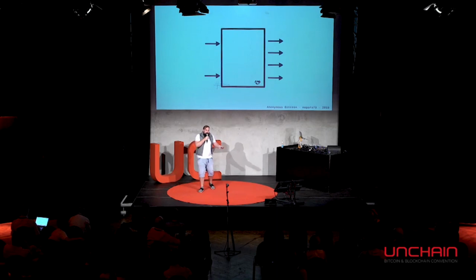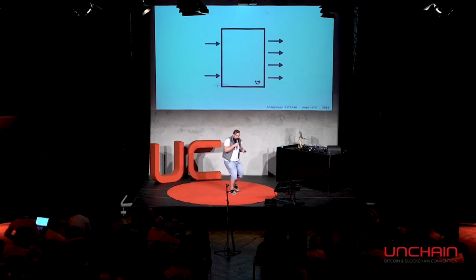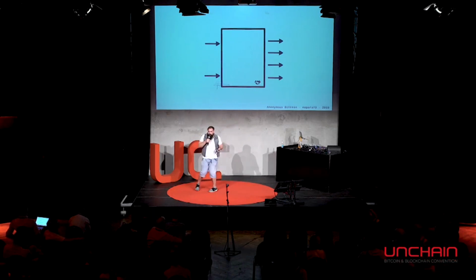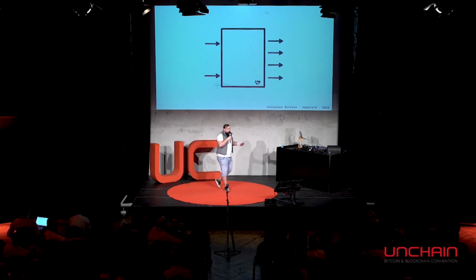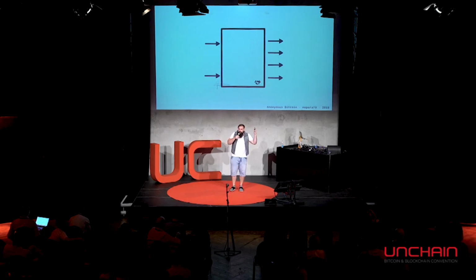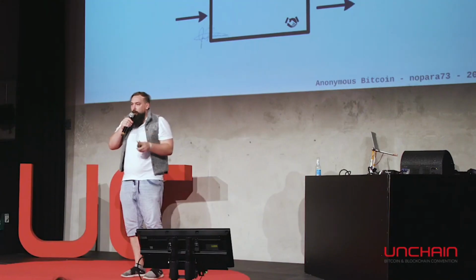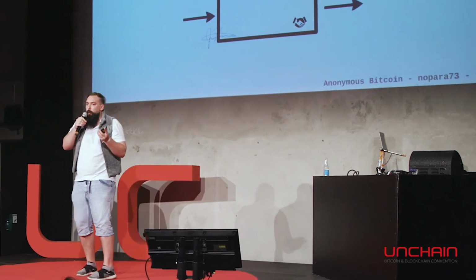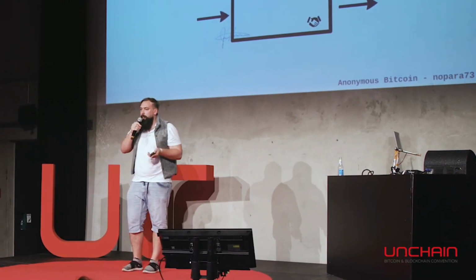So now, if you have 100 inputs and only one signature, that's great, because now you are basically not paying for the signature, because you are sharing one signature fee with everyone in the transaction. So now, fully private CoinJoin transactions with confidential transactions and bulletproofs and Schnorr signatures are even cheaper than normal Bitcoin transactions. So this is where we want to get with Bitcoin privacy.